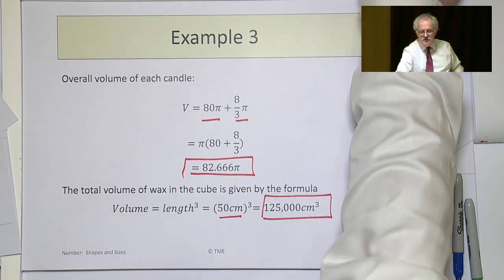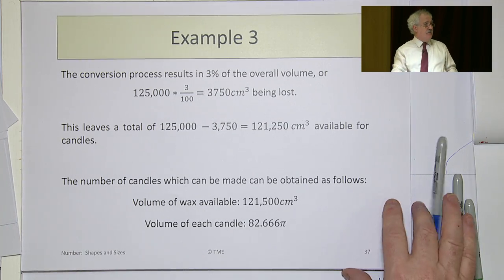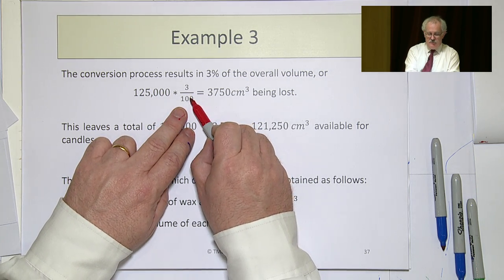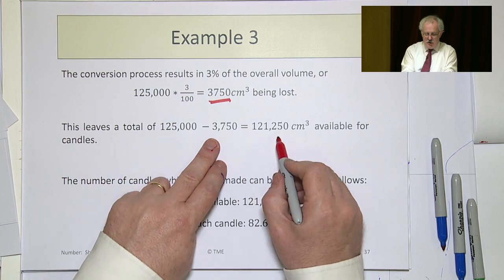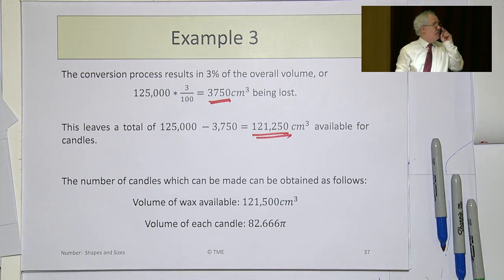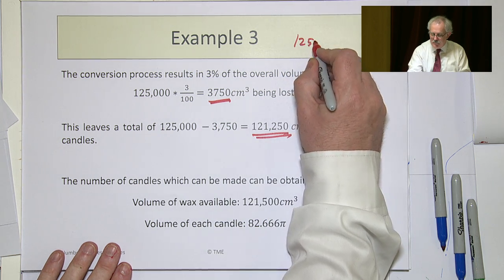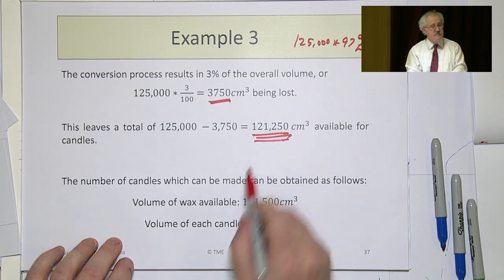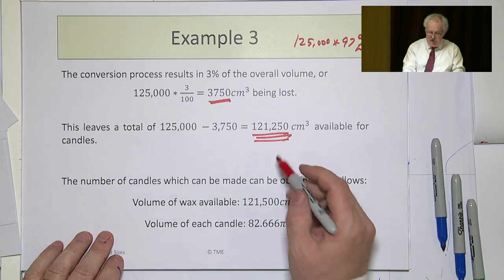Get rid of 3% of it. Now, there's a few ways of doing that, and they're covered in other topics. But 125,000 by 3%, 3 over 100, tells me that I've this much lost. So I take that out of it, and I end up with that. Or you could have said 125,000 by 97%, and that would have given you the same answer. Is that okay? So we now know how much is available.